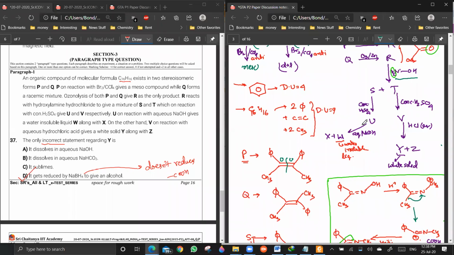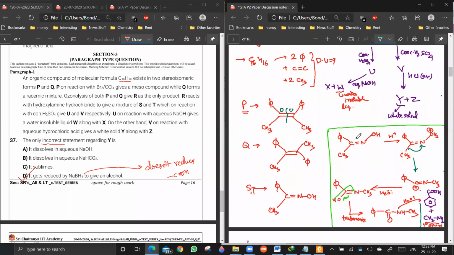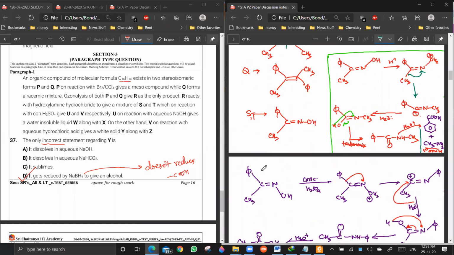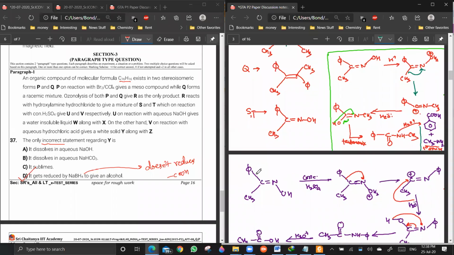So you will get either this type of oxime where OH is syn to Ph, or you will get this type of oxime where OH is anti to Ph. So it is like OH is syn to Ph and OH is anti to Ph. Are you getting my point? If OH is syn to Ph, then a Beckmann rearrangement will go like this, and CH3 will be migrating because CH3 is anti to the leaving group. In a Beckmann rearrangement, always that group will migrate which is anti to the leaving H2O.